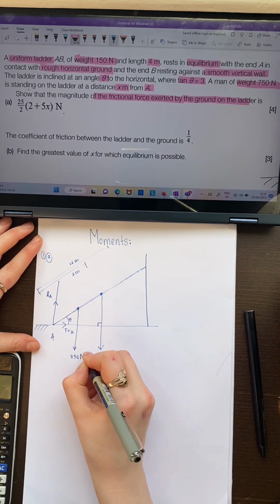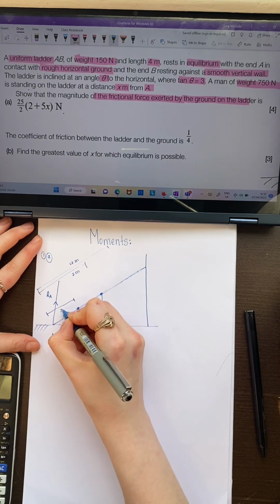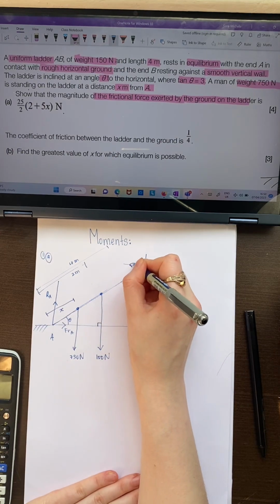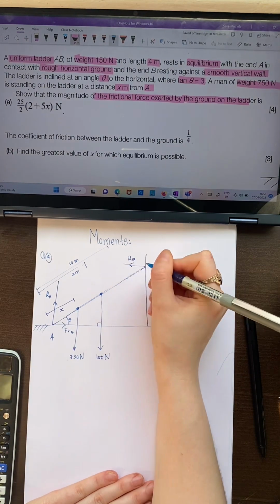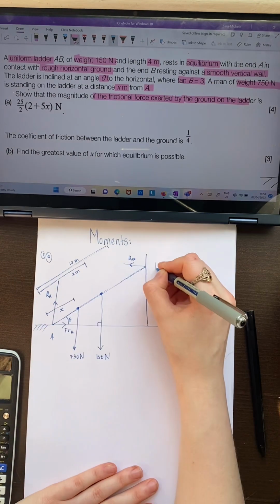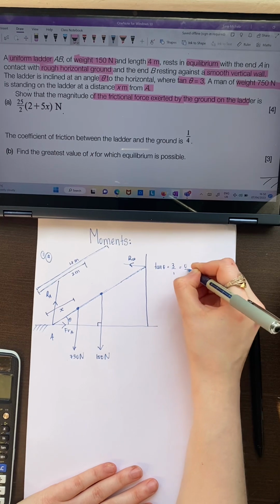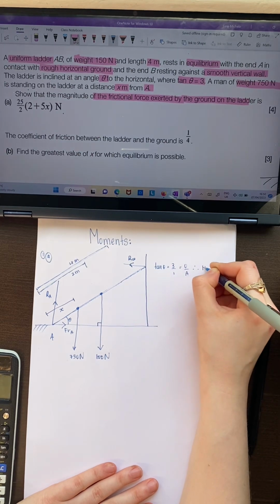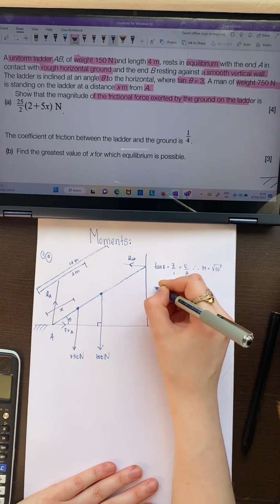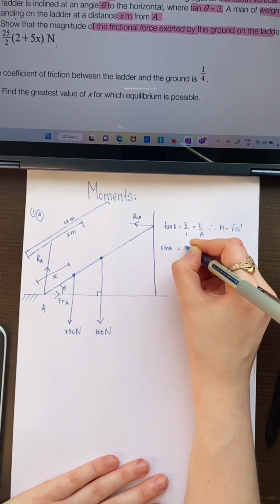I'm finishing now, putting all my forces and distances on the diagram. The wall is smooth, so we have no friction acting in any direction. When you're given an angle theta, my best tip is to work out the values of cos theta and sin theta straight away. You will definitely use them later in your question.